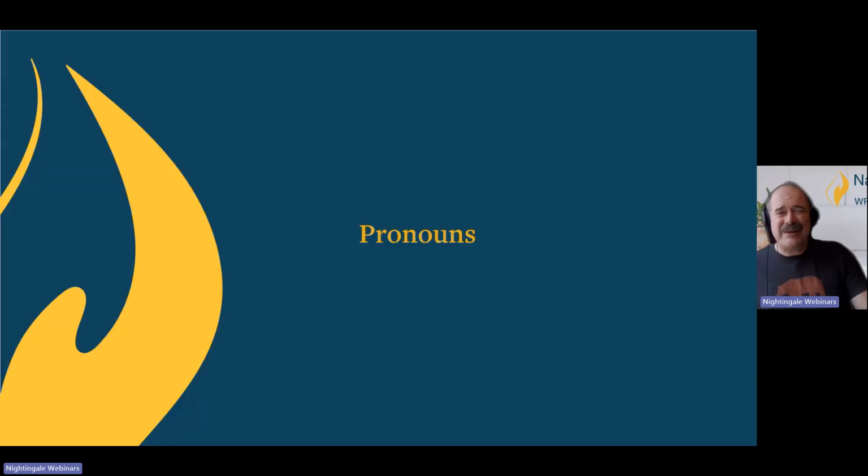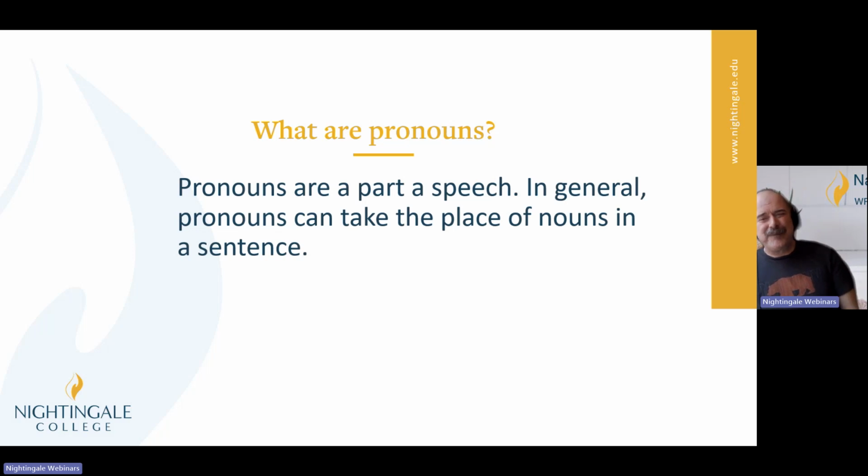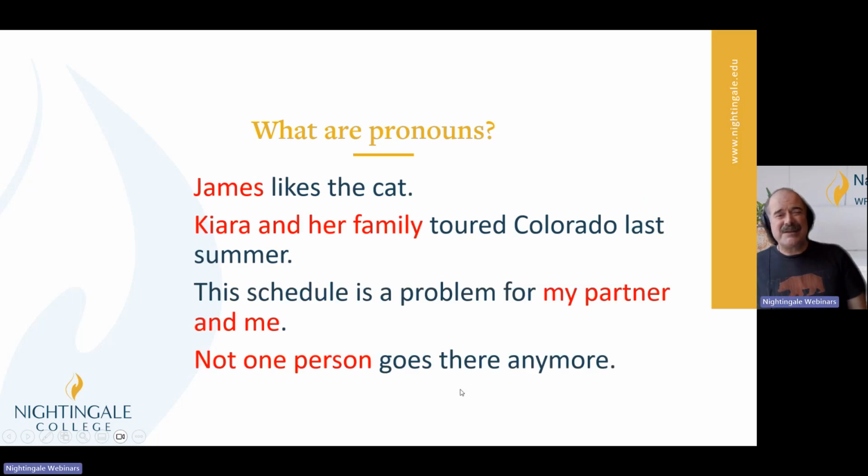All right, let's look very briefly at what a pronoun is. Pronouns are a part of speech. There are between 8 and 10 parts of speech, depending on which grammarian you speak with. Generally speaking, pronouns can take the place of nouns within a sentence. Some examples here. James likes the cat. All right. What would we substitute James with? I'll show you in a second.